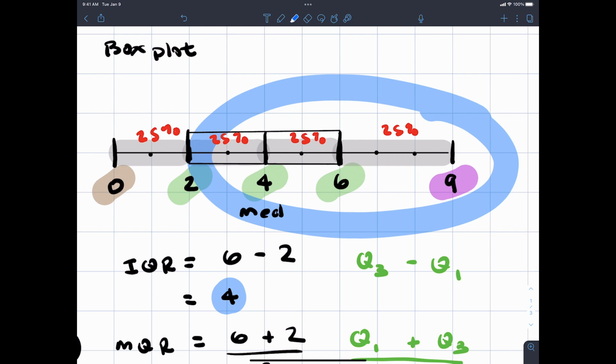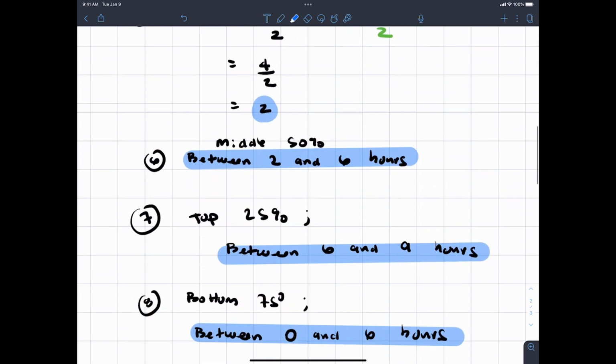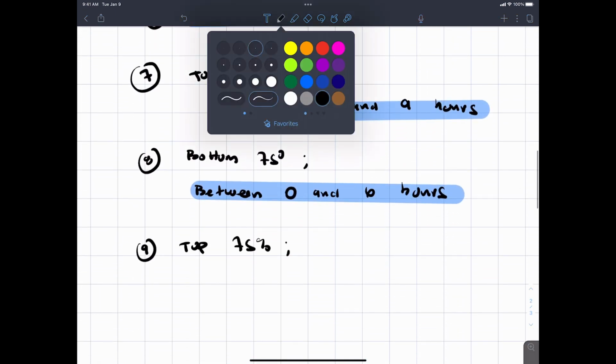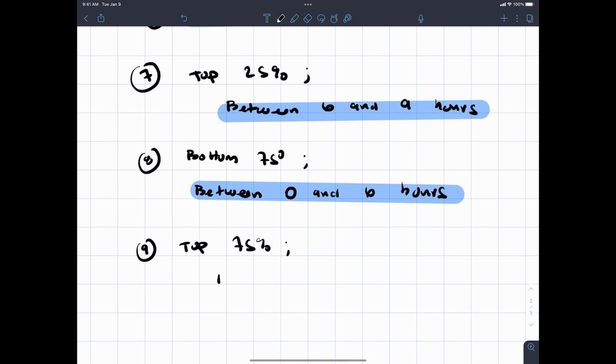And what would you guys say? Between 2 and what? 9 hours. Outstanding. Between 2 and 9, okay? So it's the values down there between 2 and 9. So that's how we're going to answer that. So we're kind of looking at how to read this box plot, ladies and gentlemen.